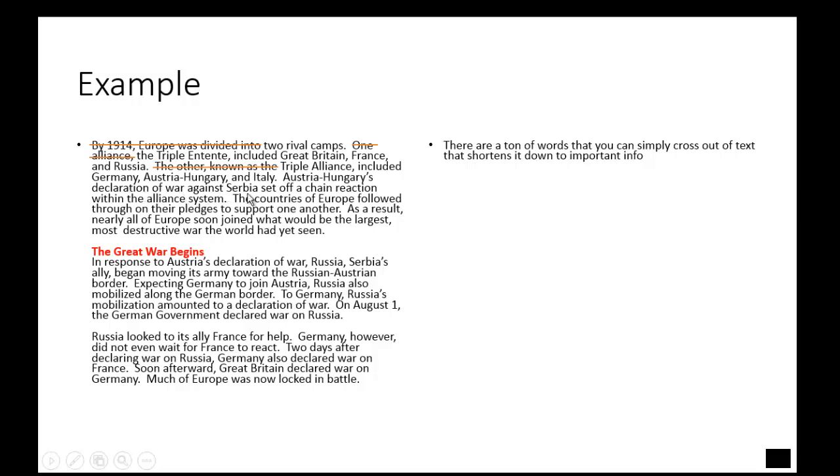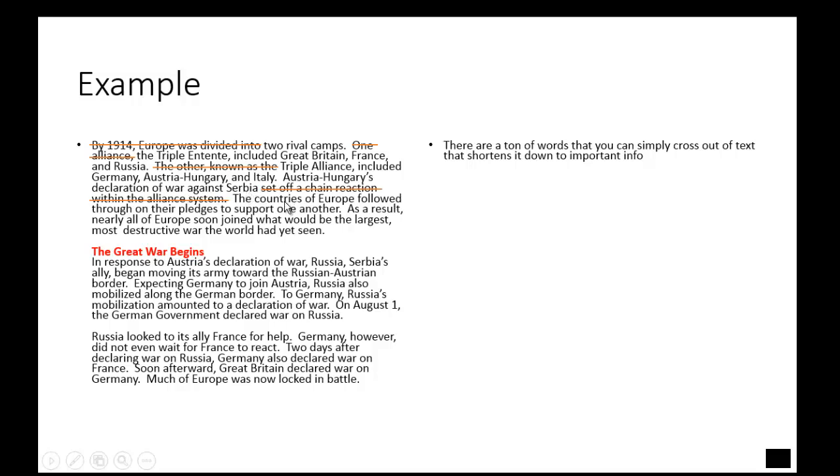Austria-Hungary's declaration of war against Serbia. Oh, okay, so now it's telling me that Austria-Hungary declared war on Serbia. That's probably important to know. And what did it do? It set off a chain reaction within the alliance system. Well, I don't even know what that is, so you know what? I can cross that off, but I do know it's important that Austria-Hungary had declared war on Serbia, right?